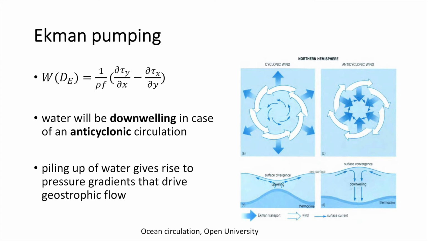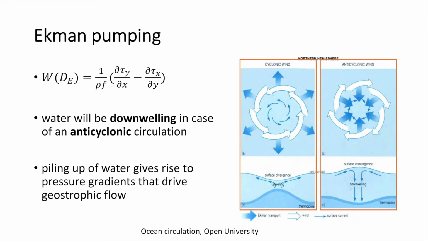At Ekman depth, the vertical velocity of water is determined by the curl of wind stress. The equation here links the vertical velocity to the average velocity field in the horizontal. In the case of a cyclonic circulation in the northern hemisphere, the wind rotates in the anti-clockwise direction with a positive curl wind stress, and water in the ocean will be upwelling. In the case of an anticyclonic circulation, water in the ocean will be downwelling.